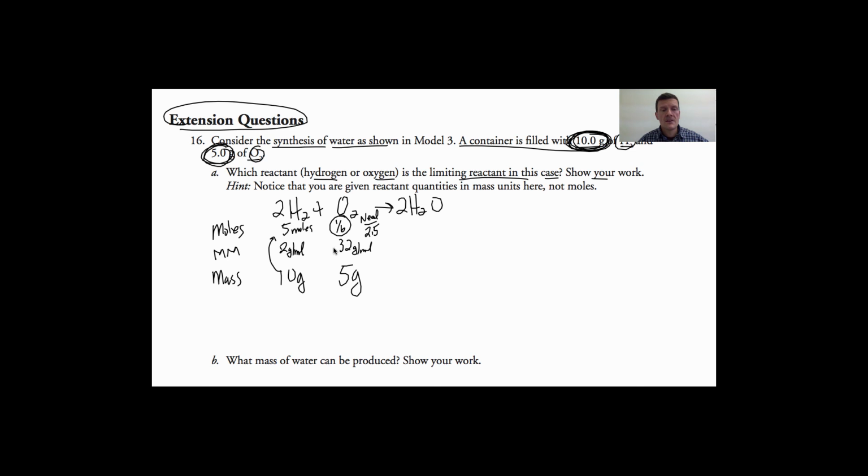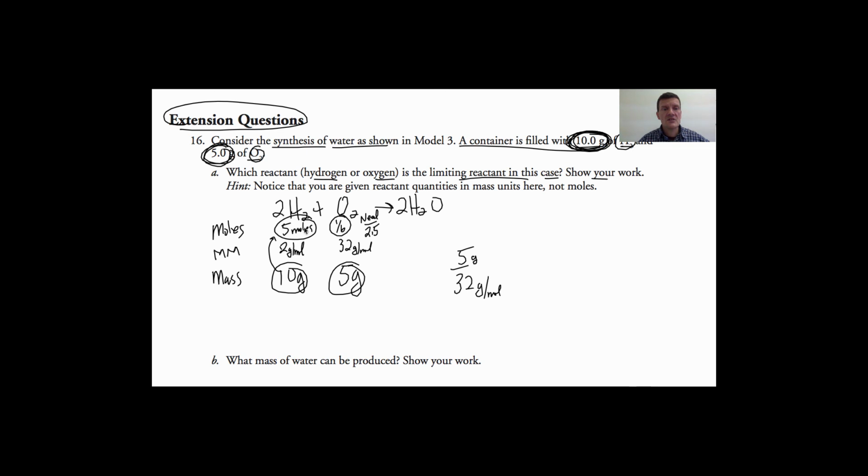Okay? So that means my 5/32 of a mole, this is grams over grams per mole, is going to give me how many moles of oxygen I have. If I want to find out how much water is going to be produced, I can't use my 5 moles of hydrogen here. Not all 10 grams of the hydrogen are going to be used up. All 5 grams of the oxygen, yes, because that's my limiting reactant.